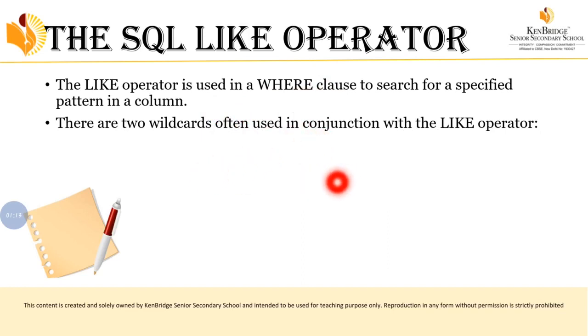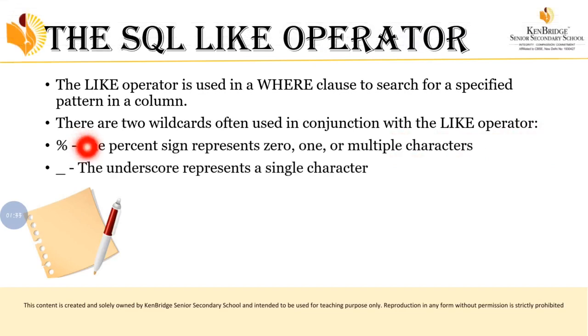And there are two wildcards. About the wildcards we will see later. Here we have two wildcards, often used in conjunction with the LIKE operator. Let's see what they are. The percentage symbol and the underscore symbol. These are the two wildcards. Wildcards means special characters. So these two wildcards are often used in conjunction with the LIKE operator.